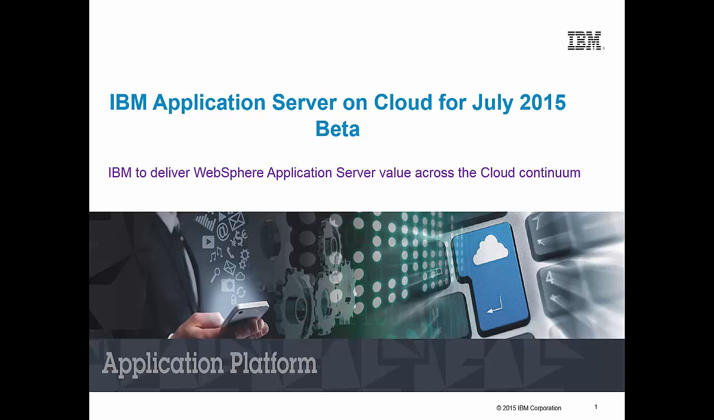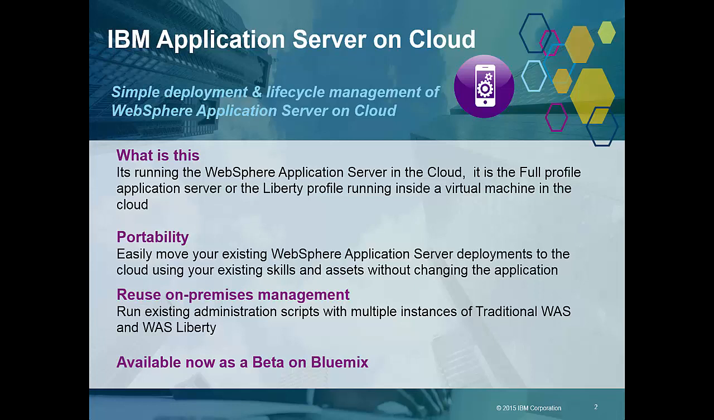I'm here to talk about the July 2015 beta for IBM Application Server on the cloud. IBM Application Server on the cloud is a method where you can take existing WebSphere applications and deploy them in a WebSphere application server, either full profile or Liberty profile, running inside a virtual machine on the cloud. It gives you portability of the applications so that you can expand your footprint into the cloud or be able to develop new applications running in the cloud using your existing skills and assets.